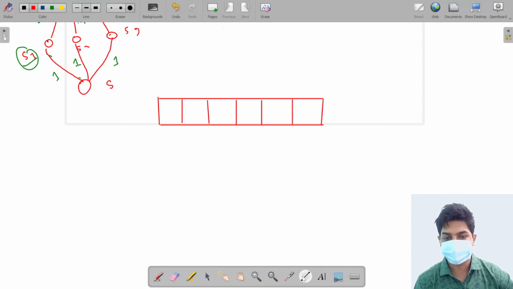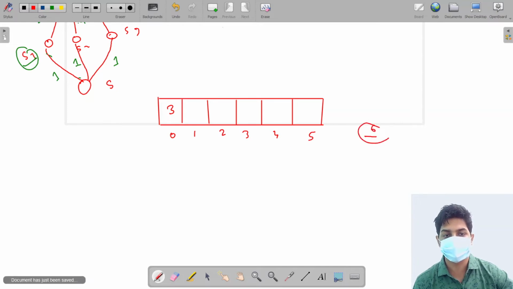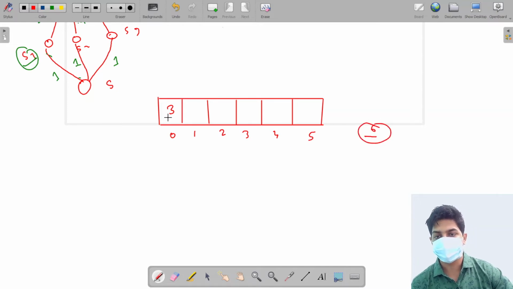Suppose we are at index number 1. At index number 1, 3 units of jump is allowed. And we have indexes 0 1 2 3 4 5, and we want to reach the destination point. Our destination is 6th. From index number 0, 3 units of jump is allowed. From index number 1, 5 units of jump is allowed. And from index number 2, 3, 4 and 5, at each of these locations only 1 unit of jump is allowed.